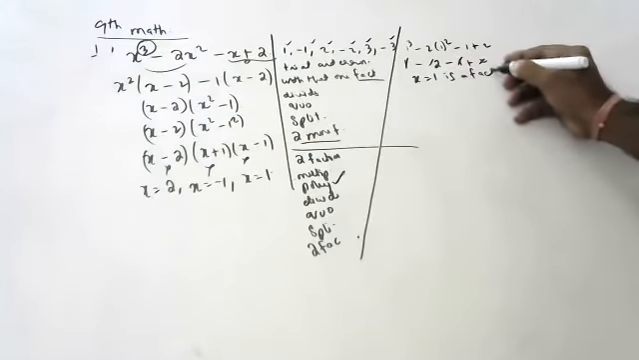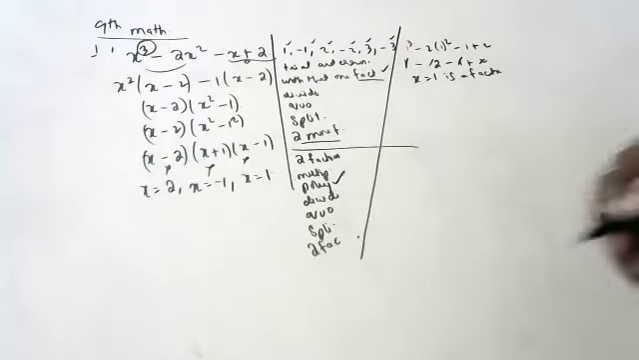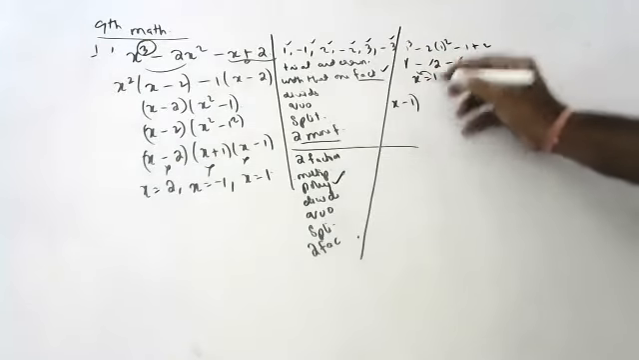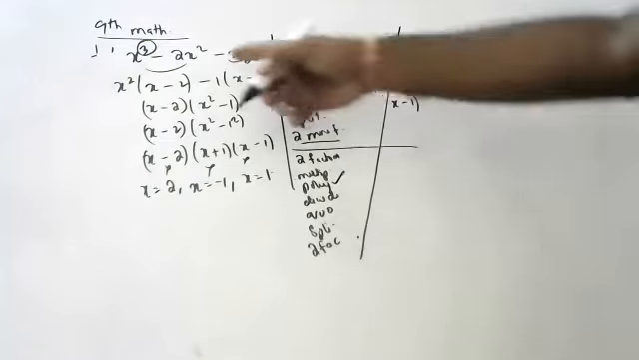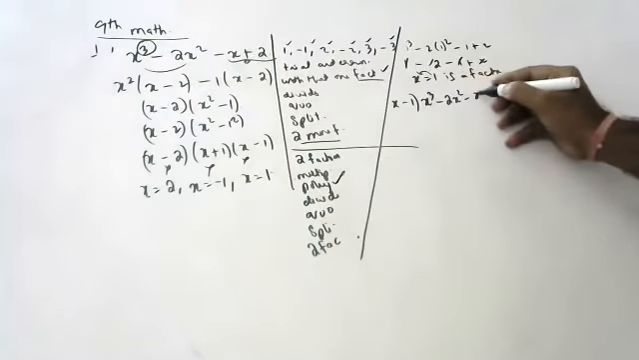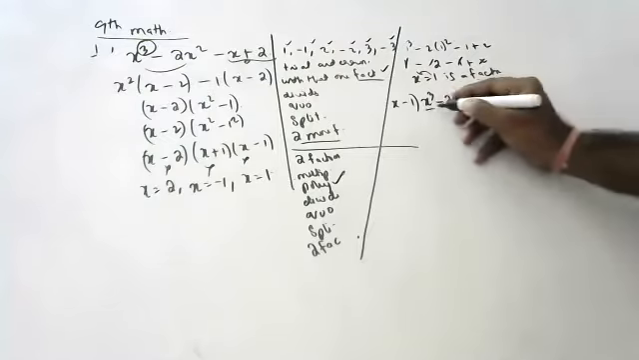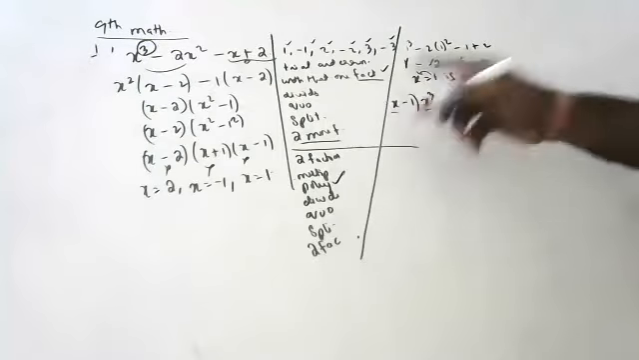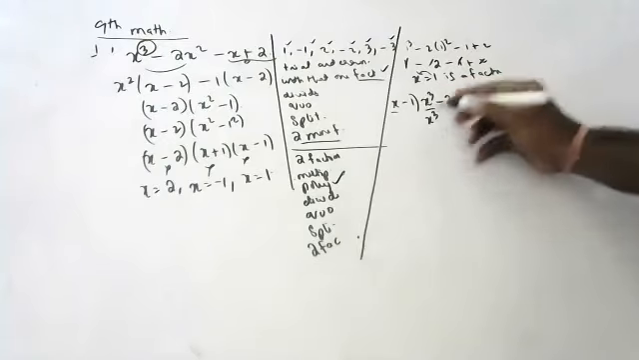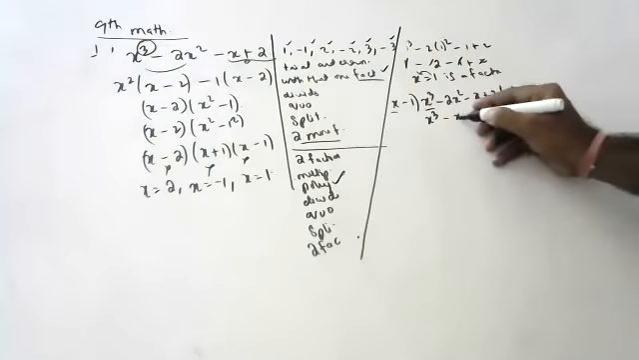Enough. One factor you should find out. After finding one factor, divide. With whom will you divide? With x minus 1. Whom should we divide? This polynomial: x cube minus 2x square minus x plus 2. x cube by x is x square. x square into x is x cube. x square into minus 1 is minus x square.